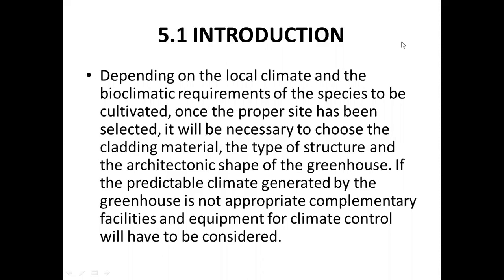So, introduction. Depending on the local climate and the bioclimatic requirements of the species to be cultivated, once the proper site has been selected, it will be necessary to choose the cladding material, the type of structure, and the architectonic shape of the greenhouse. If the predictable climate generated by the greenhouse is not appropriate, complementary facilities and equipment for climate control will have to be considered.